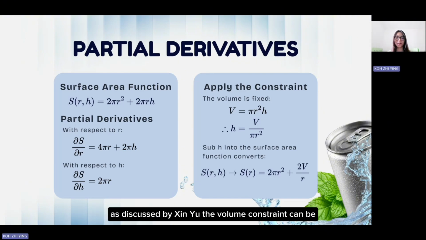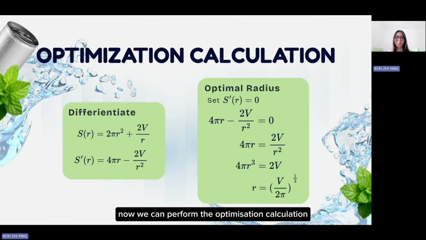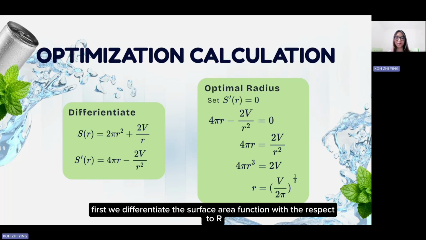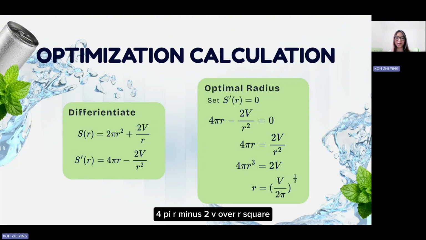As discussed by Xingyu, the volume constraint can be rearranged to express the height in terms of the radius. Substituting this constraint into the surface area equation reduces the problem from a two-variable function to a single variable function. Now, we can perform the optimization calculation. First, we differentiate the surface area function with respect to r: 4πr − 2V/r².